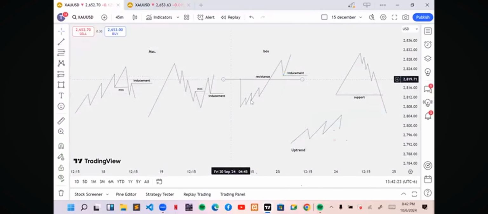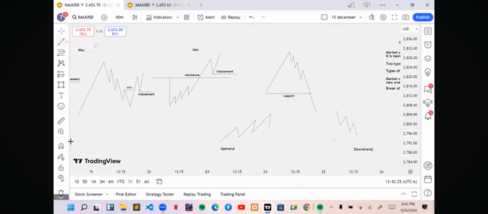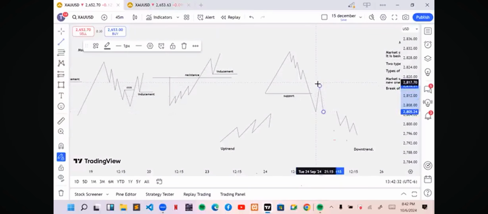Same as the market breaking this support zone down here. The market will make a pullback. This pullback for continuing this move, this pullback the market makes for continuing that move, is what your inducement is.